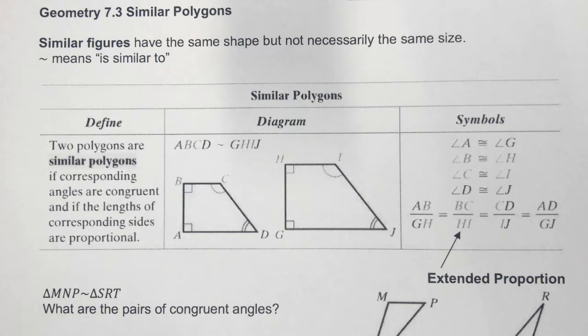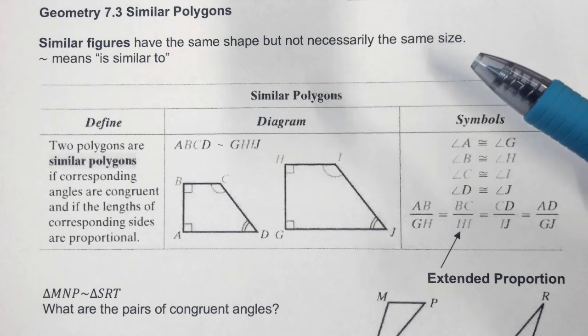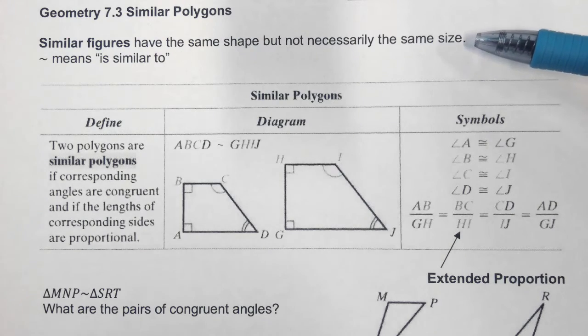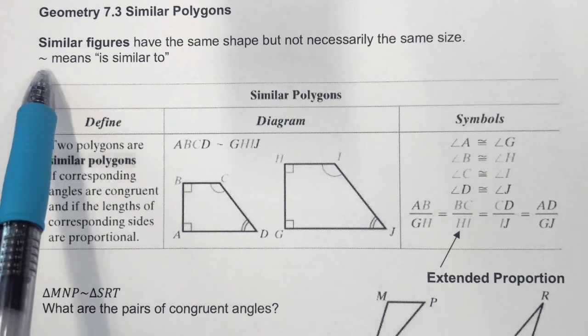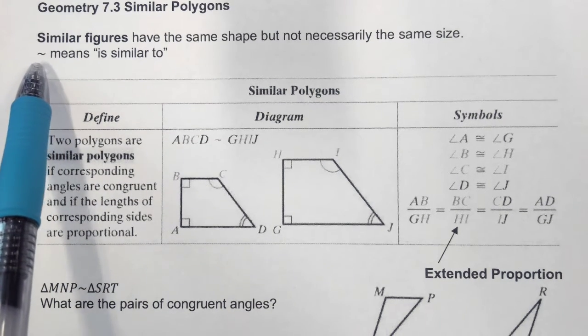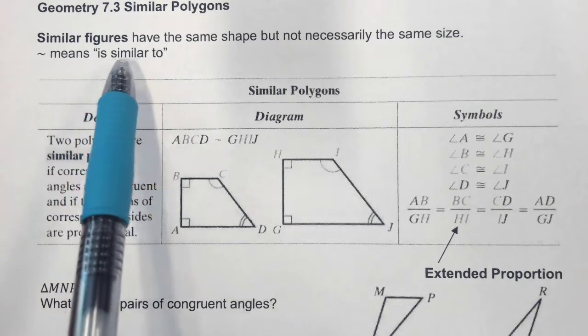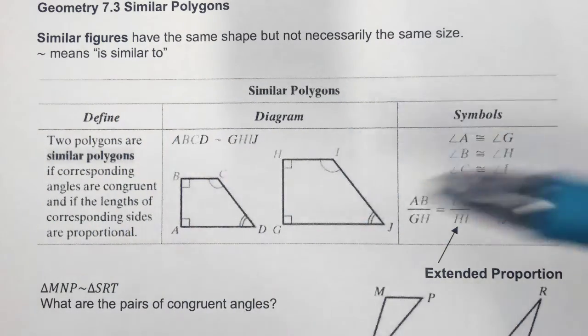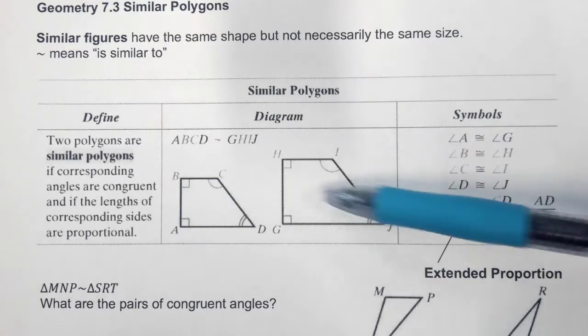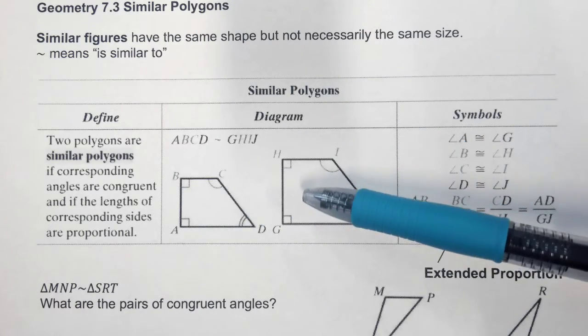We get to talk about similar polygons. In case you don't know, similar figures have the same shape, but not necessarily the same size. This symbol right here, the little squiggly that looks like the one you put above the congruent symbol, that's the symbol for "is similar to." So these are similar. Notice they have the same shape, but one is bigger than the other.